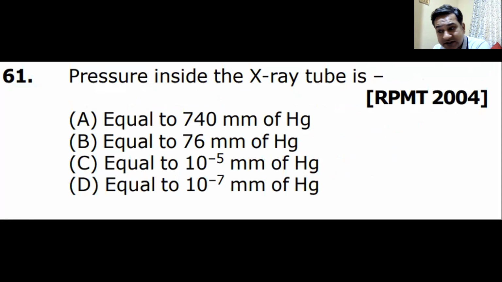Now, pressure inside the X-ray tube is of what order? Here the thing is, you must know the order. Option B, sir. No, the answer is C, 3. 10 raised to power minus 5. 76 mm of mercury is too high. It's a vacuum tube. You must create a vacuum. A vacuum is created by having less and less pressure. So these are the questions which are based on your knowledge and your information.